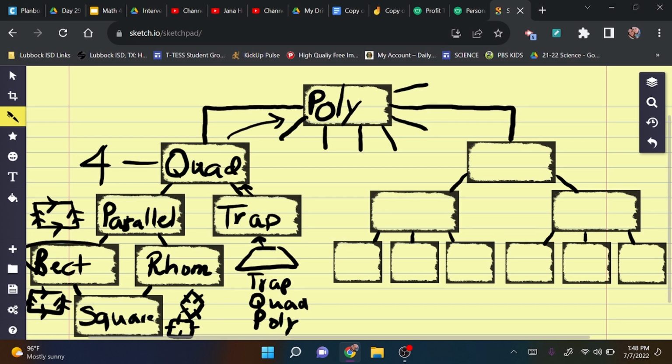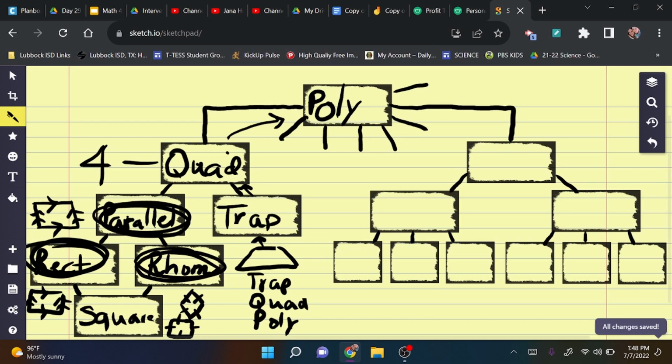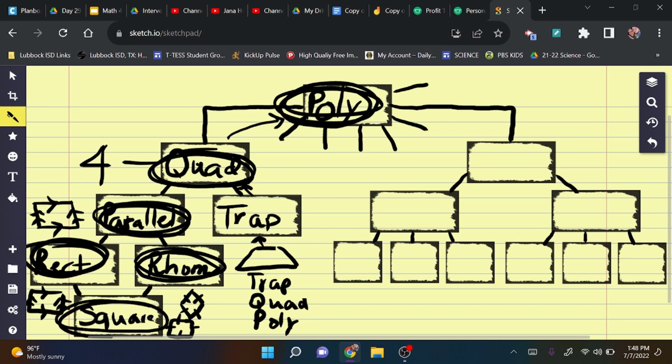So I can classify it as a rectangle. I can classify it as a rhombus. I can classify it as a parallelogram. I can classify it as a quadrilateral. I can classify it as a polygon, and the most specific name is a square. So we call him the king of all quadrilaterals because he can be classified as the most things. He can be classified as 2, 3, 4, 5, 6 different names.